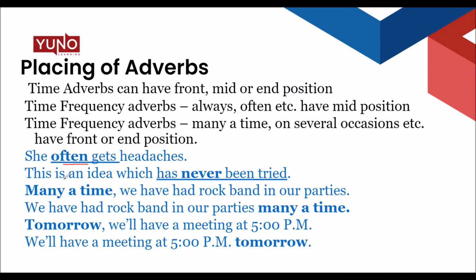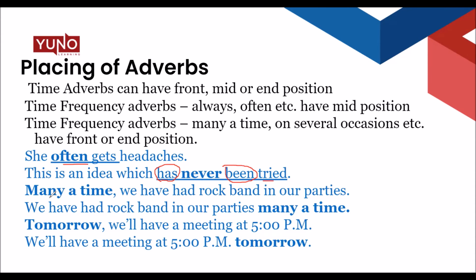Now in this sentence, the second one, this is an idea which has never been tried. We've got a helping verb. And we've got another helping verb. And then you have the main verb. So this adverb of frequency, the mid position adverb, should come after the first helping verb. If there's only one helping verb, it comes after that. That is between the helping verb and the main verb. In case there are two helping verbs like this, then it comes after the first helping verb.